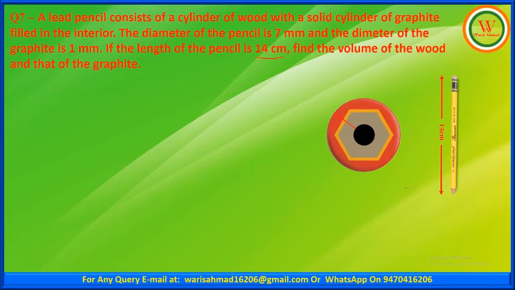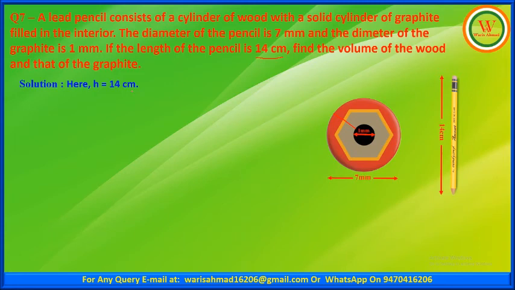So here the diameter of this pencil is given as 7 millimeter. So here we can write diameter of pencil equals 7 millimeter, and diameter of graphite is given as 1 millimeter. So here we can write diameter of this graphite part is equal to 1 millimeter. Now let us see the solution of this question. Height of pencil is given as 14 centimeters. So here we can write height of the pencil is 14 centimeter. Height and length both will remain the same.